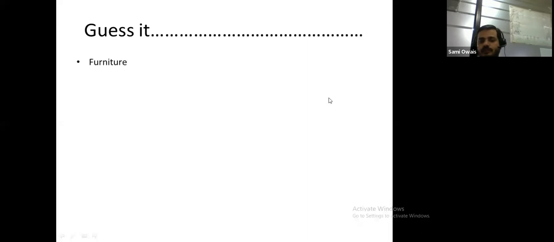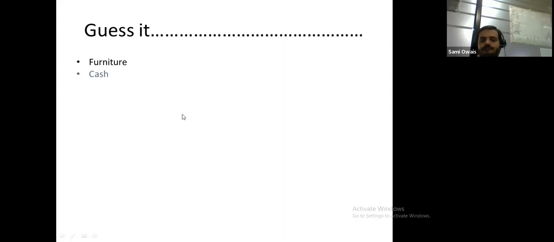Furniture, is it a personal, real, nominal? You guys can quickly put it in the chat box, because this is a very simple exercise. Many people are writing furniture because it's a real account, because furniture is an asset. If you could add the logic also, that would be good, guys. Okay, very good. Tangible asset, very good.